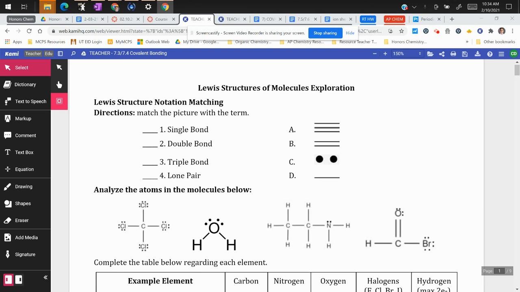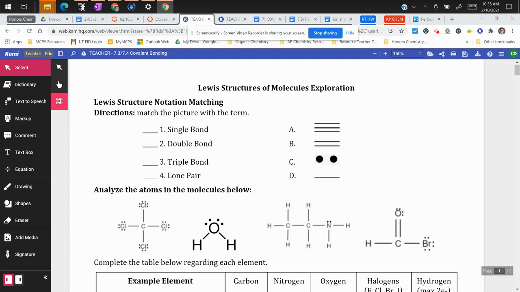Hello class. In this lesson we will explore Lewis structures of molecules, in addition to drawing Lewis structures of molecules based on common bonding patterns. So first, let's take a look at some notation and make some inferences about how we are going to represent electrons in our Lewis structures.